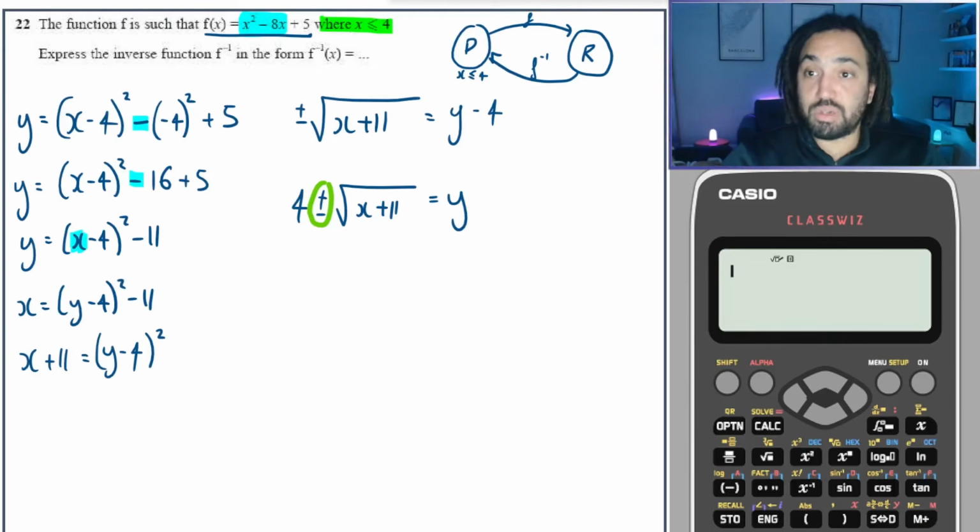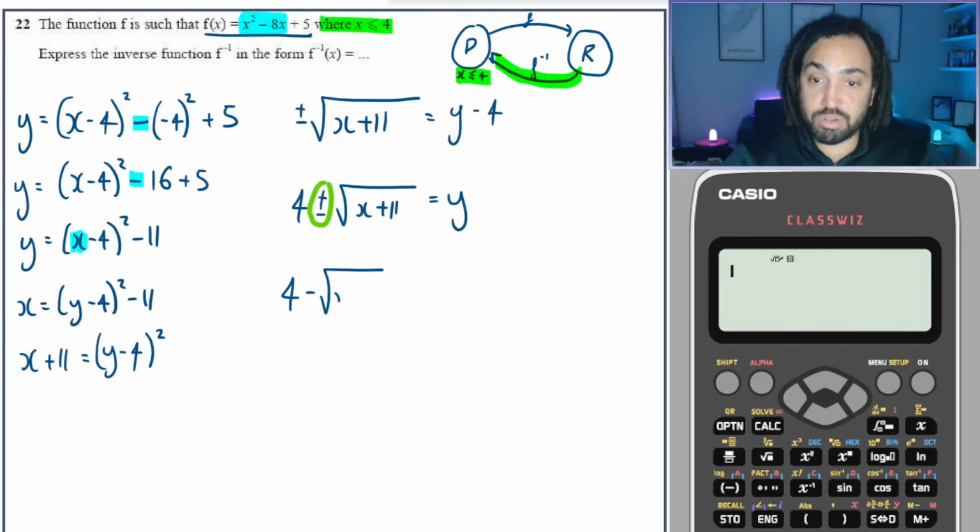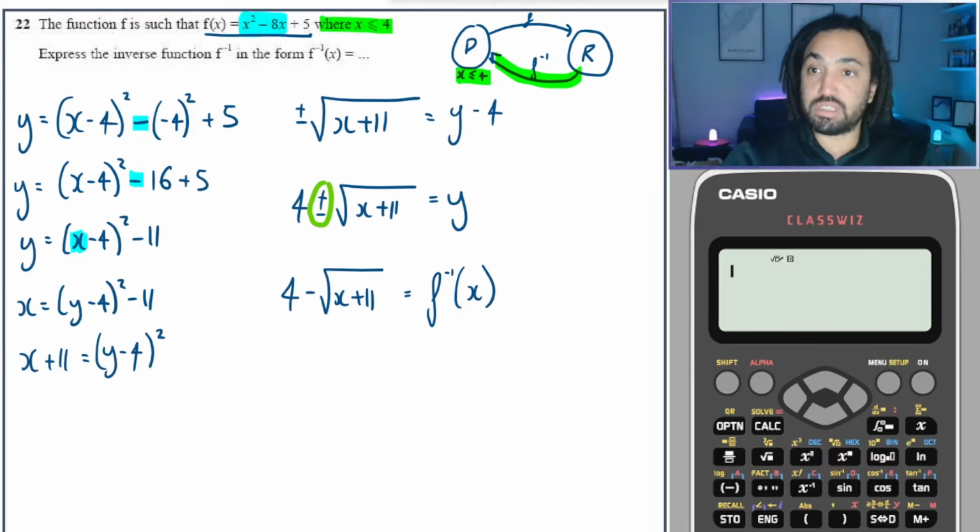So what does this tell us? Well, the inverse function, which we're trying to find, has values which have to be less than or equal to 4. Those are the values it spits out. So which one am I going to use here? I know that the square root has to be, I know that it has to be less than or equal to 4, so I have to take away the square root as opposed to adding it. Because if I were to add it, then it would be more than 4, which isn't allowed. And that is our inverse function.